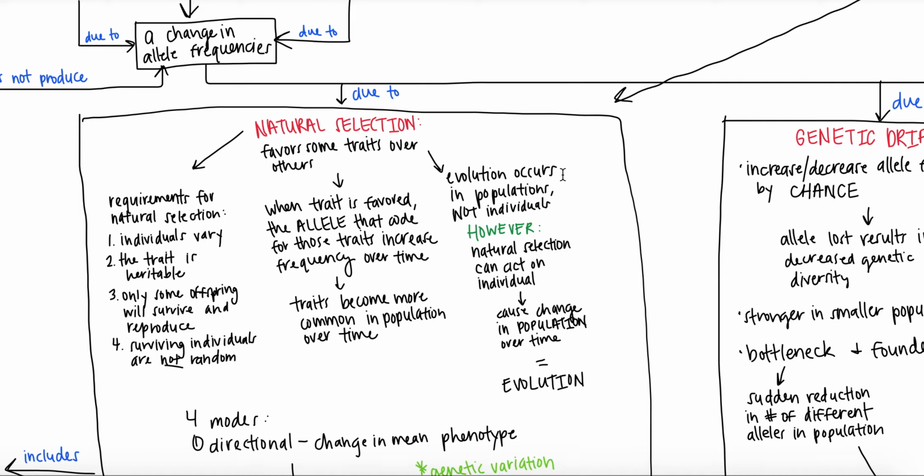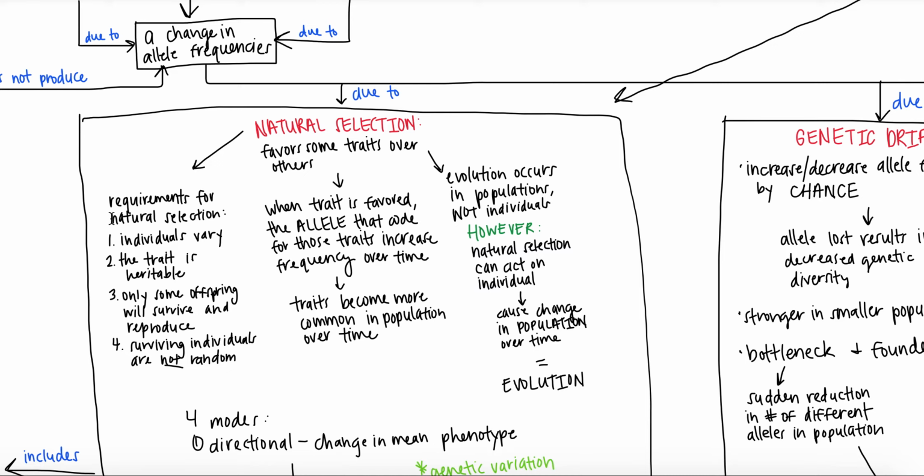It is important to notice that evolution occurs in populations and not individuals. However, natural selection can act on an individual, and this causes a change in population over time, which leads to evolution. Going back to our bird example, if a bird with a large beak can only eat large seeds, it will survive and reproduce, and over time, although natural selection is only acting on that individual, as that bird with large beaks reproduces, its offspring and its offspring and so on and so forth, they will all have large beaks, and pretty soon a majority of the population will have large beaks.